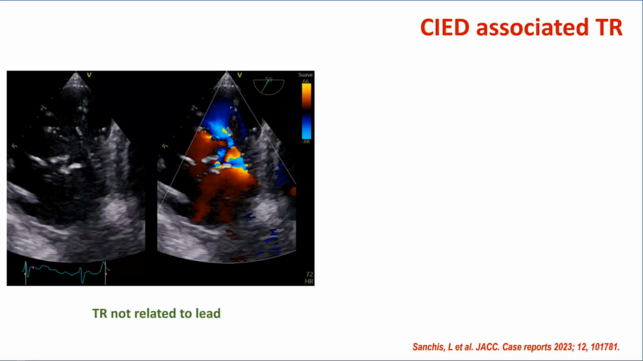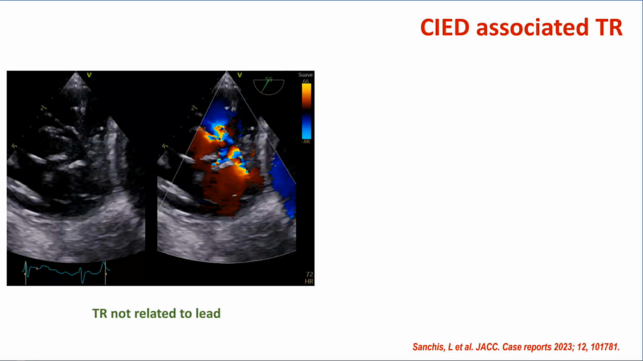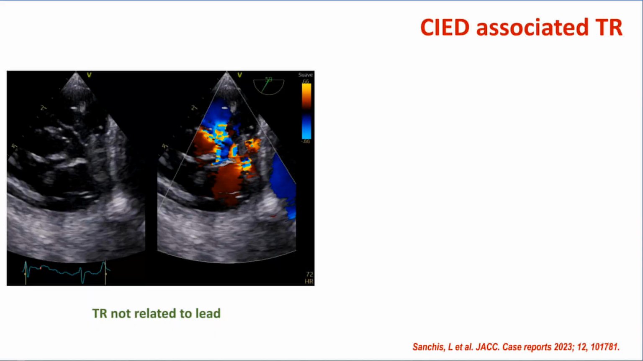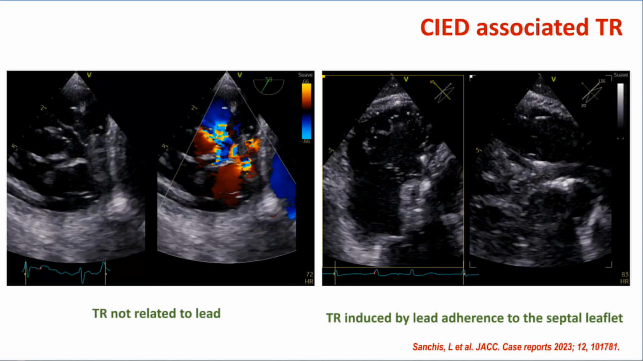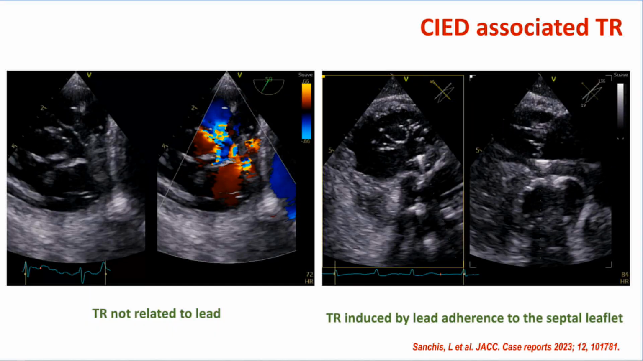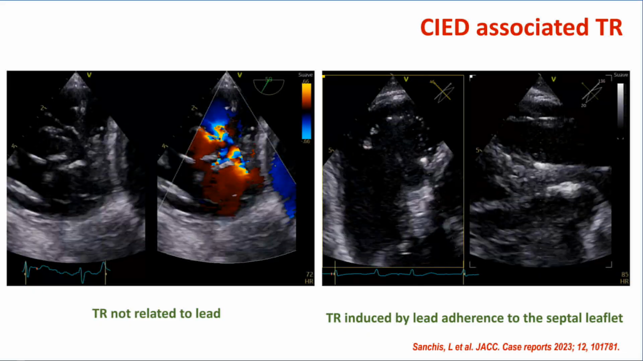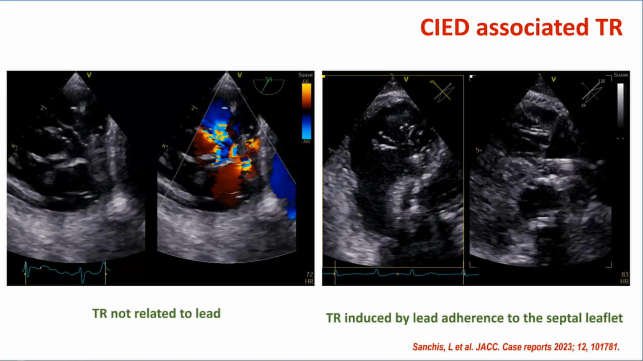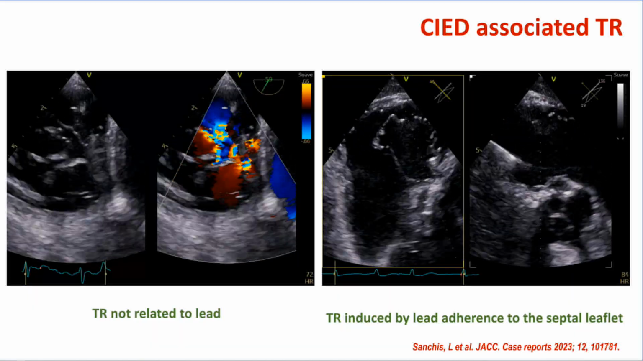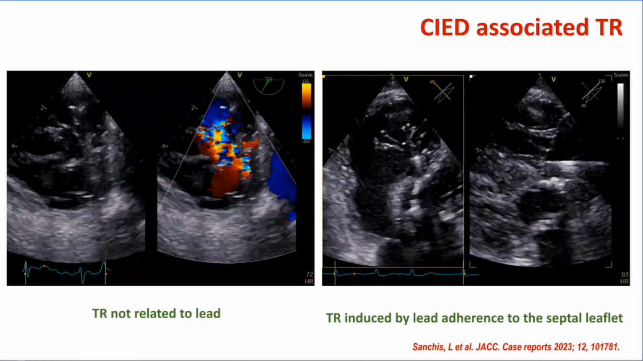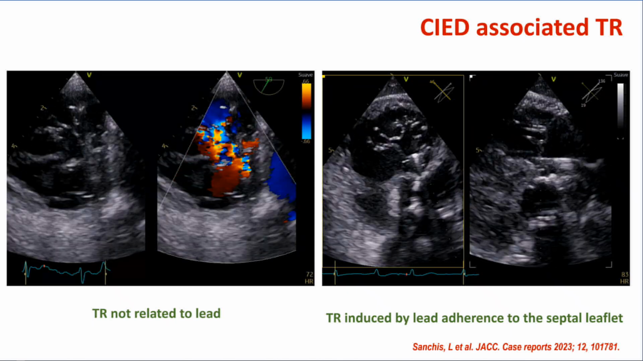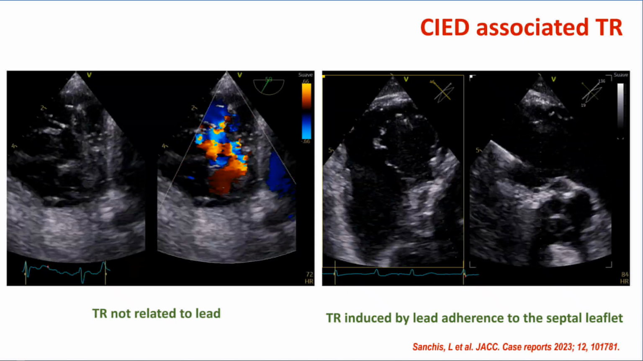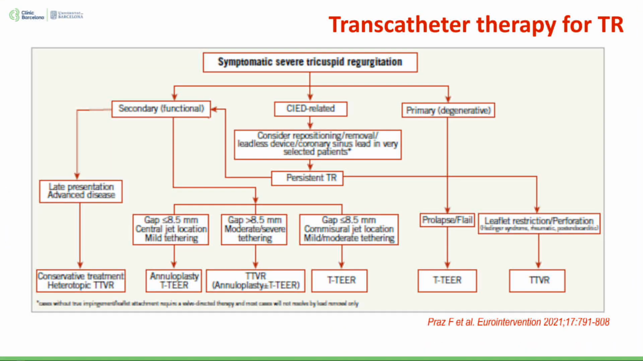As you can see here, this is a transgastric short axis view of the tricuspid valve, and you can see that the pacemaker lead is in the posteroseptal commissure and has nothing to do with the tricuspid regurgitation, which is in the anteroseptal commissure. In the image on the right of the screen, you have the same view, but you can see that the lead is impinging on the septal leaflet and inducing the tricuspid regurgitation there. Understanding all these things is really crucial, once we have decided if the patient is a surgical or a transcatheter candidate, to select the best therapy for that particular patient.